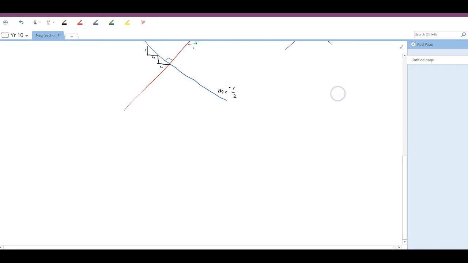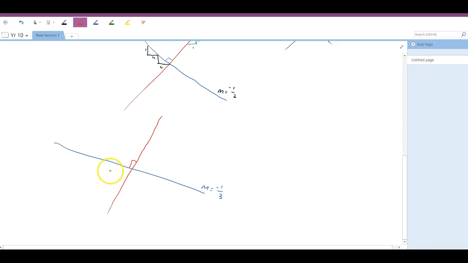So if I've got a line, let's go for another line here, let's flatten it out at minus 1/3. What's the gradient of the perpendicular line going to be? See, the flatter that is, then the steeper this one's going to be.